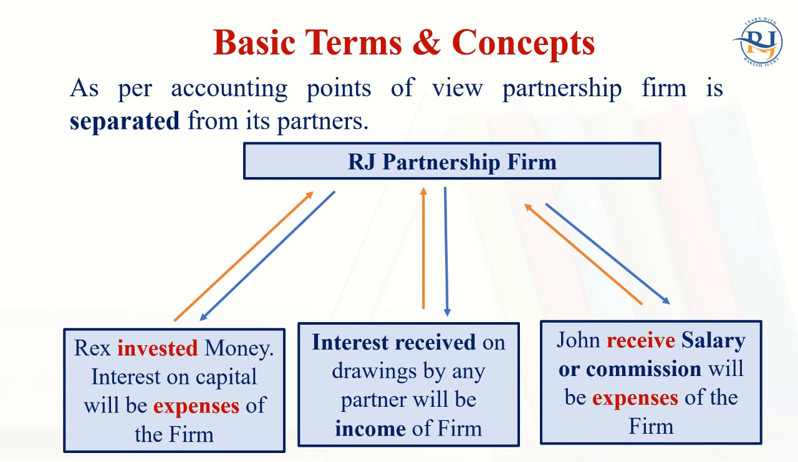John's salary or commission will be considered as an expense of the firm as well, and the interest received on drawings by any partner will be the income of the firm. It means if, for example, John withdraws some money for personal use, maybe $2,000, right? In this case, the money he has withdrawn belongs to the firm, and the interest on that money, which is known as interest on drawing, he will have to pay to the partnership firm. So this will be considered as income for the firm.